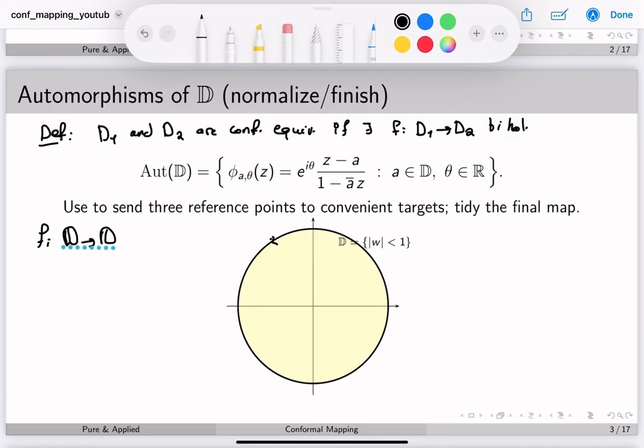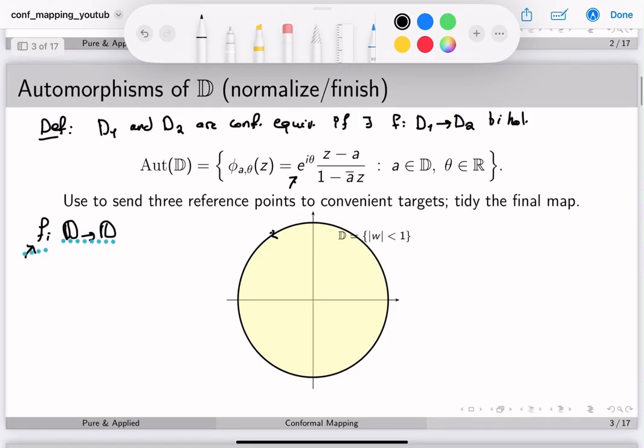So I claim that every such map is of this Blaschke factor form, and to get it, you just need to take A to be the pre-image of 0, and what you'd get is that f of z is going to be of that form up to a rotation. So it's going to be that thing up to a rotation.